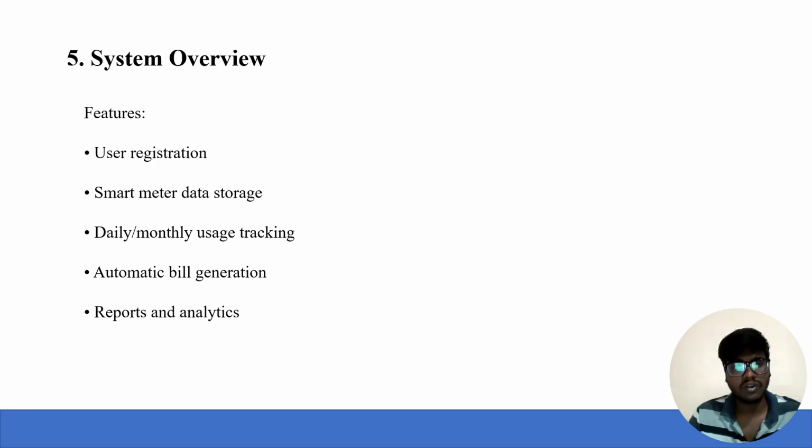Then we are going to have a system overview. Here in the system overview, the main features are user registration, where the user has to register, smart meter data storage, which is most important, daily and monthly usage tracking, automatic bill generation, and reports and analytics.